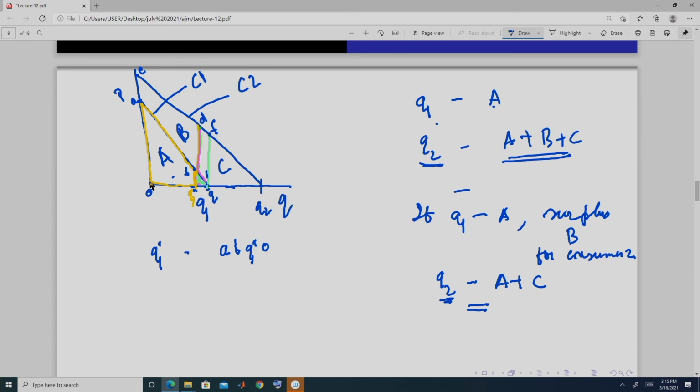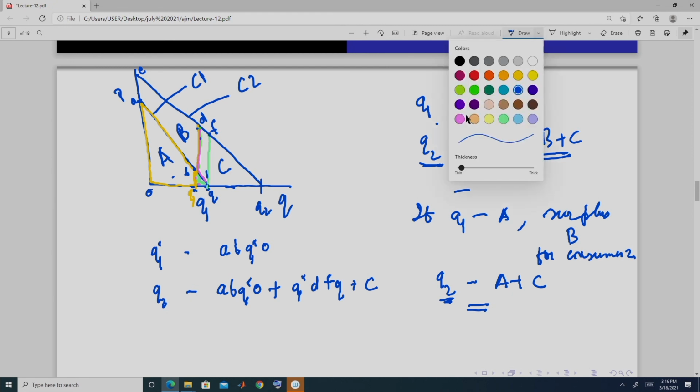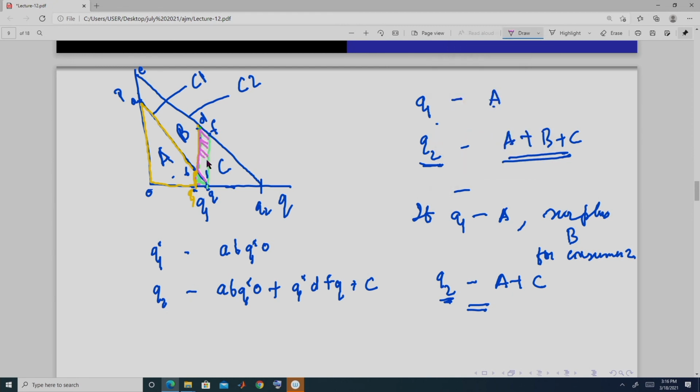And Q2, which is the same amount. Now, the monopolist can charge here the same amount, this A, B, Q1 star, O, this whole region, plus Q1 star, D, F, Q plus C. So, this pink area is the net gain if the monopolist follows this strategy rather than following this strategy, and so the profit is higher here by this amount.